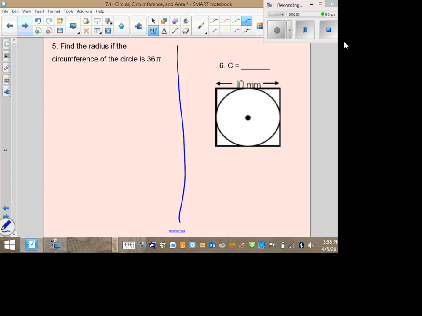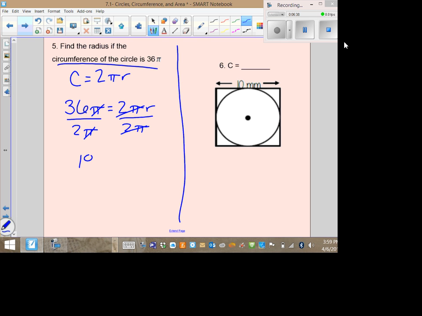Let's first look on the left here. Find the radius if the circumference of the circle is 36 pi. So we said our circumference equals 2 pi r, because we're looking for our radius. We said the circumference of the circle is 36 pi. So I can set 36 pi equal to my 2 pi r, divide by 2 pi on both sides to solve for my r, and I get 18 to be my radius.